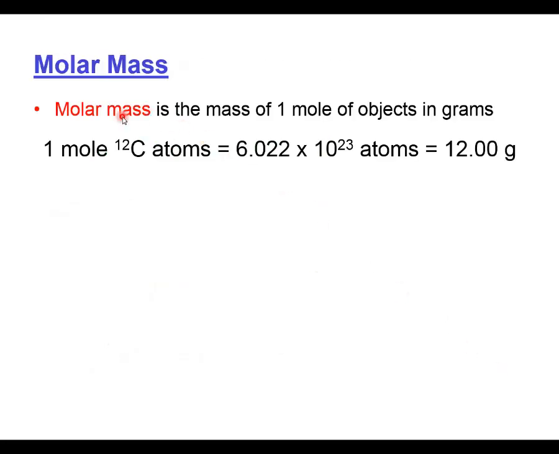So we're going to talk about molar masses. A molar mass is the mass of 1 mole of an object in grams. What's nice is if we look at an object that we have the value on the periodic table for, like an atom, in atomic mass units, we can scale that up easily to grams.